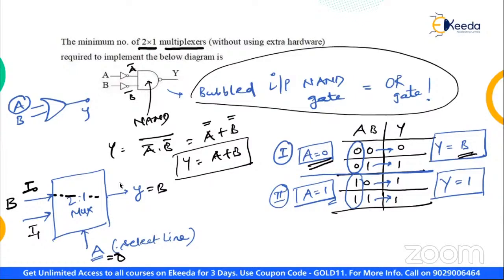On similar grounds, whenever A is equal to 1, the output gets connected to I1.